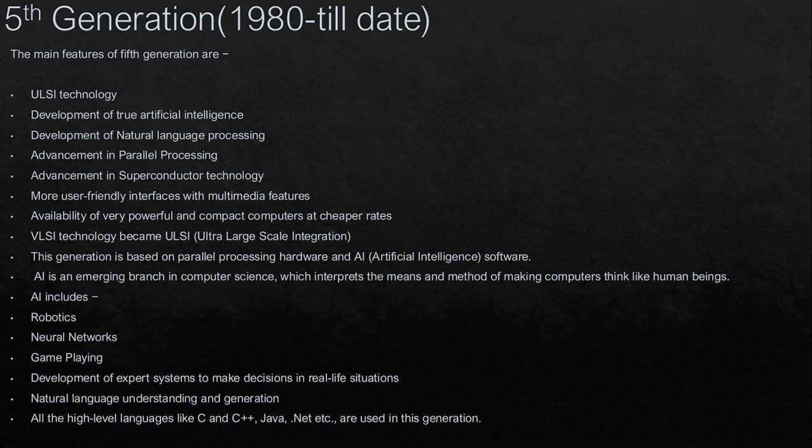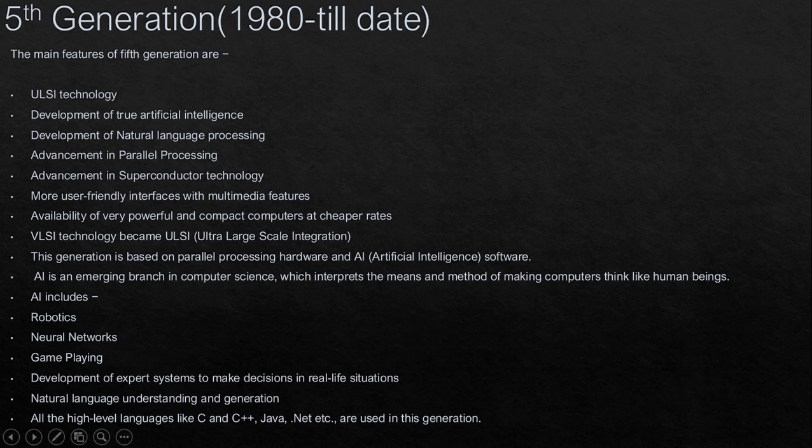Artificial intelligence is the emerging branch of computer science which interprets the means and methods of making computers think like human beings. So see here, AI includes robotics, neural networks, game playing, and development of expert systems, etc.